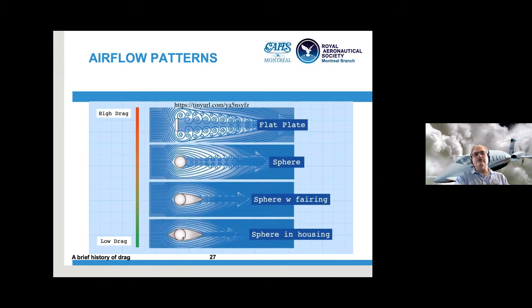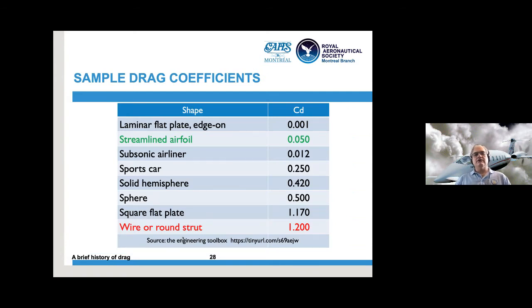Remember, our drag equation had coefficients of drag. Let's take a look at some representative coefficients of drag. And to understand what these are, for something that's the same size as another thing, the coefficient of drag will tell you how much more the drag is, the relationship of the drag between the two objects. So take the first two here. A flat plate edge on has this coefficient of drag.